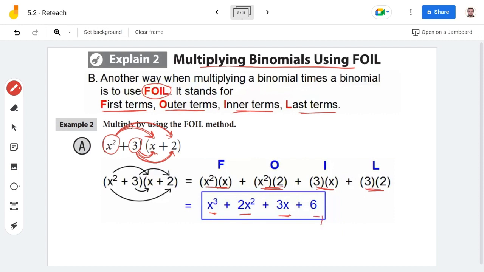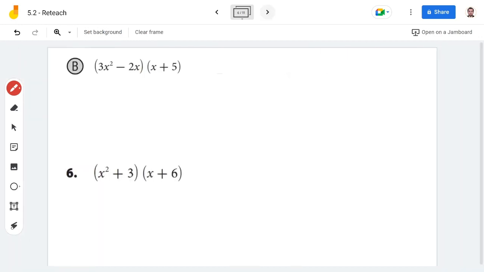So that's how we can get the answer faster. So the FOIL method is easier, faster, and you can multiply all types of polynomials. Let's take this example here. Okay, so now we take the first part, we multiply with x. So now 3x squared multiplied with the x, right? Plus 3x squared times 5. Okay?